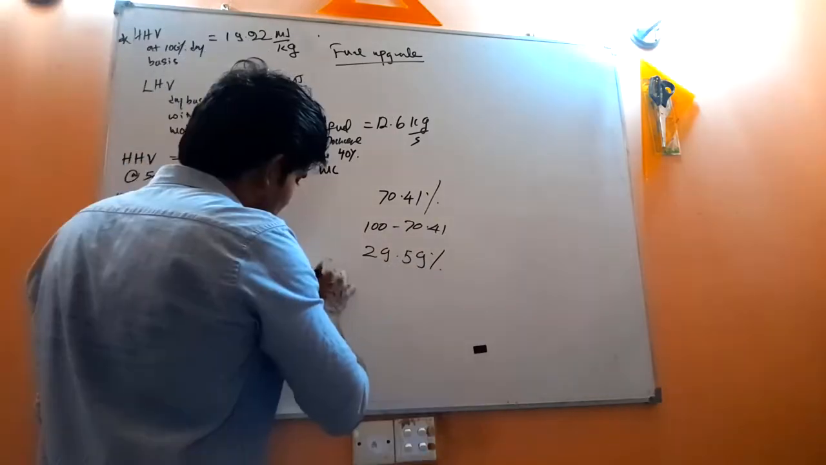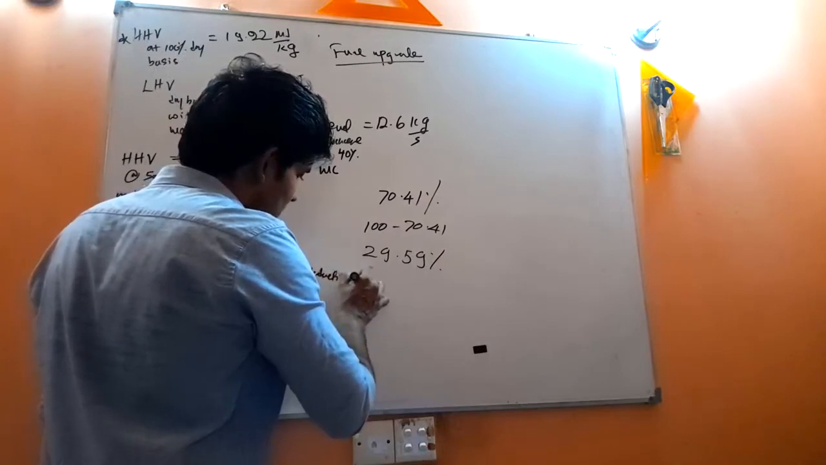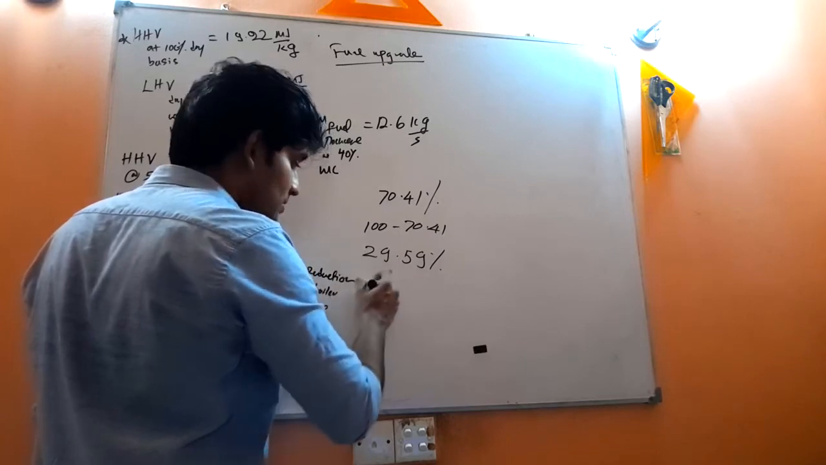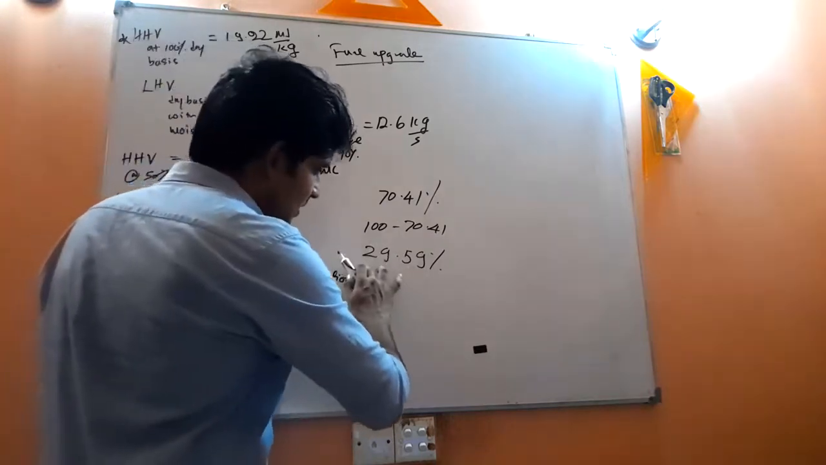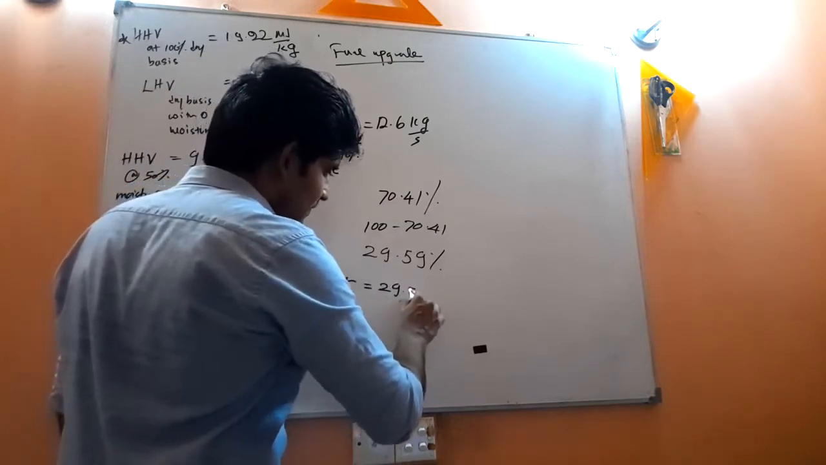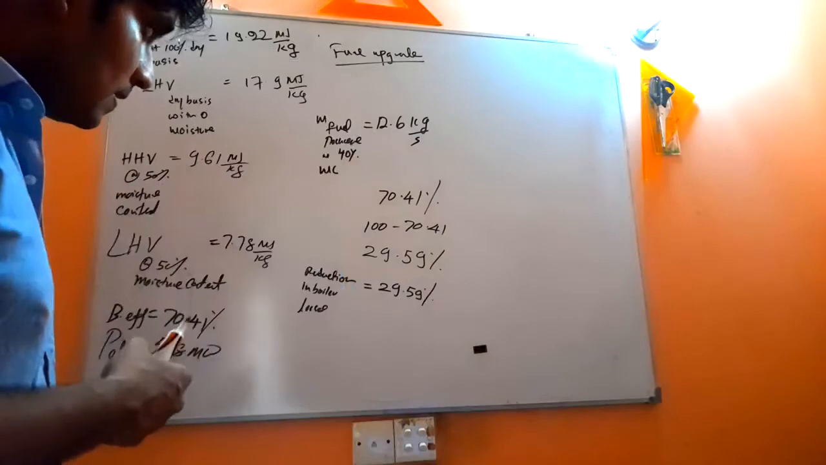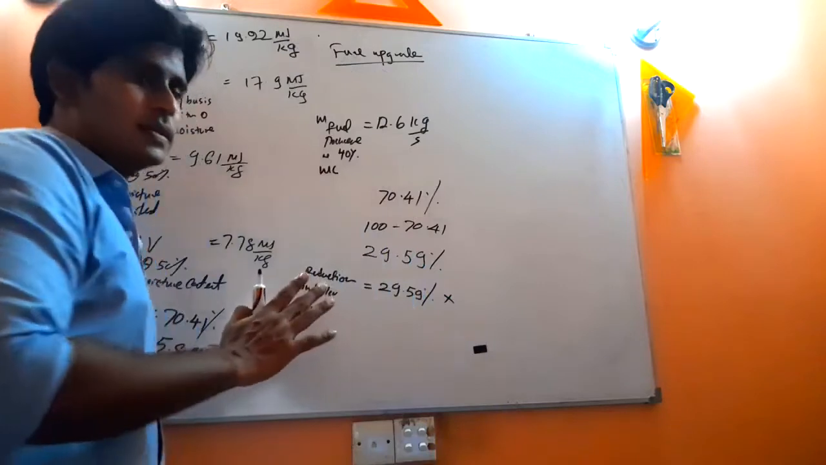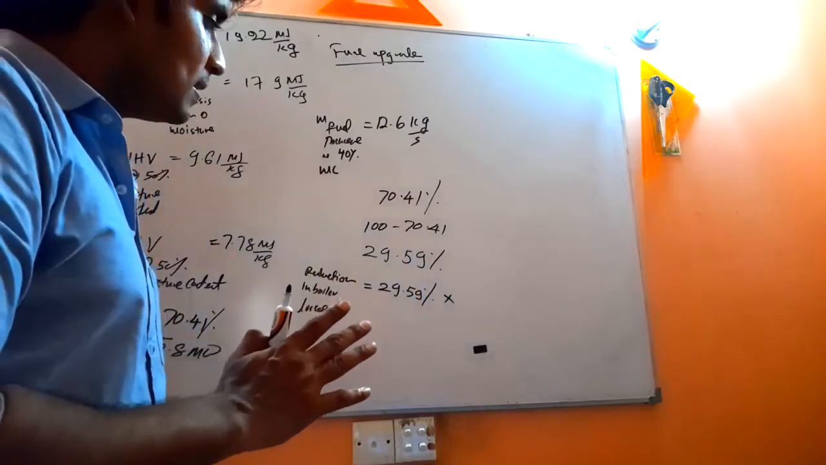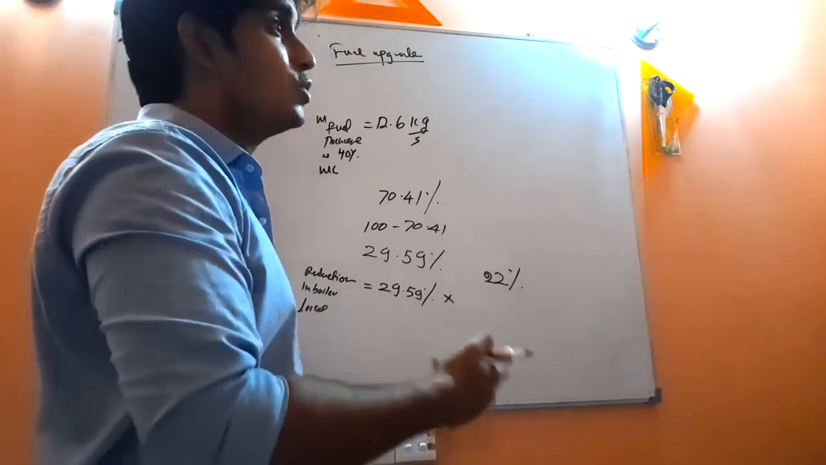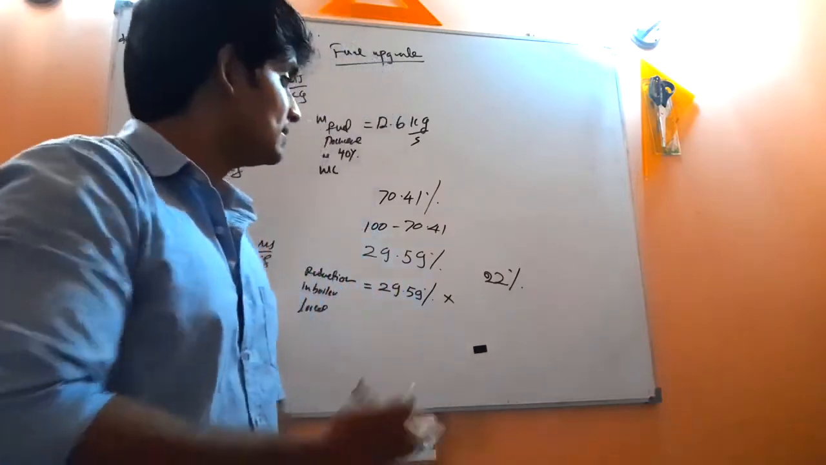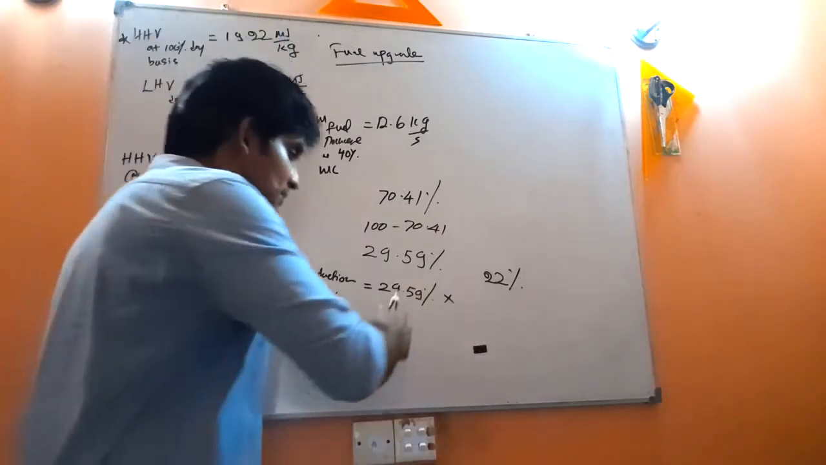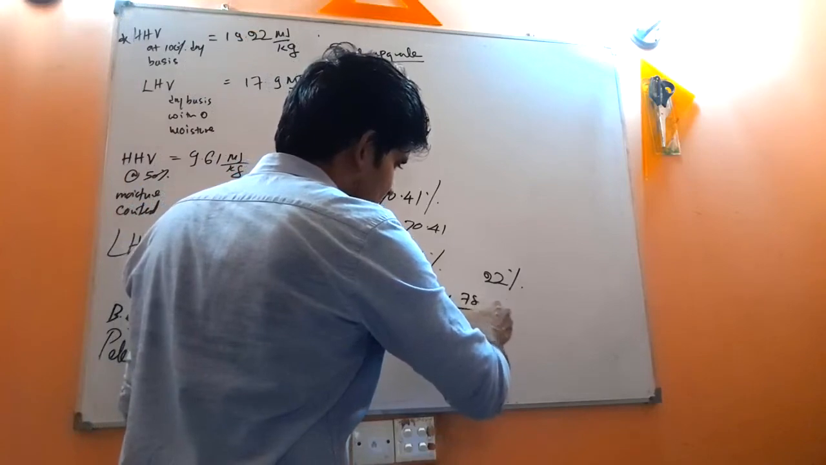That is what this reduction in boiler losses is. So what is the reduction in boiler losses? Because now this is the 29.59%. So from this, 22% would be getting reduced. That means if 22% are reduced, there will be only 78% of the boiler losses based on the initial value. So this multiplied by 78%.